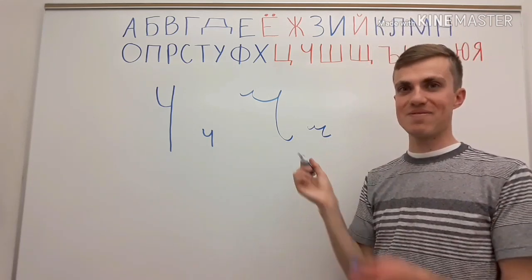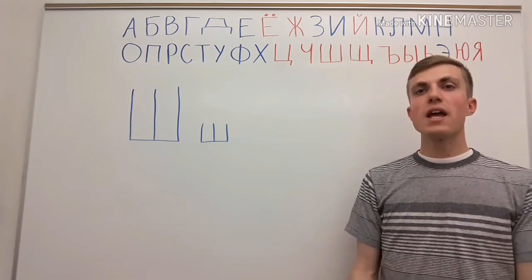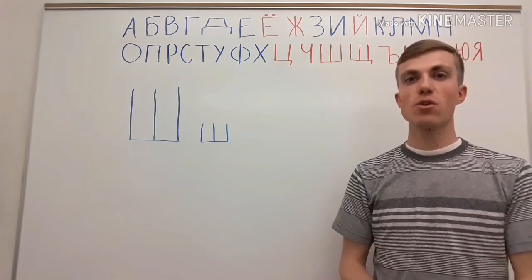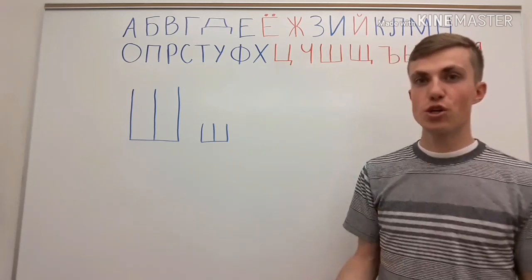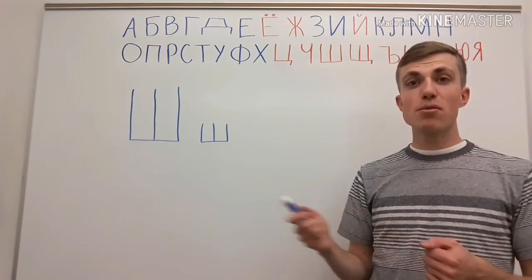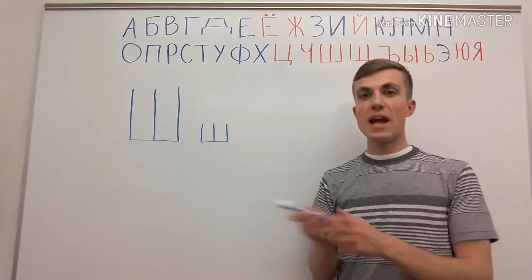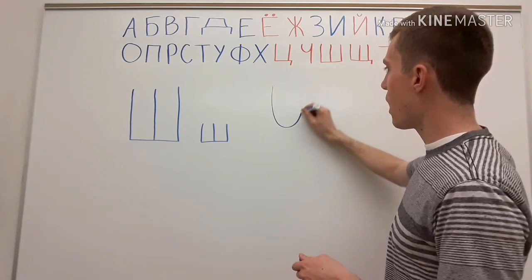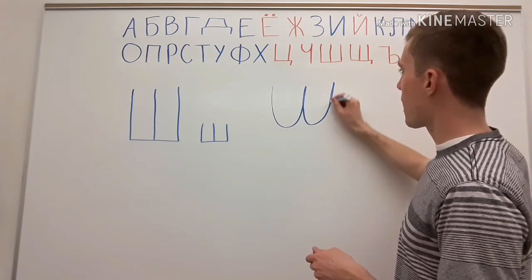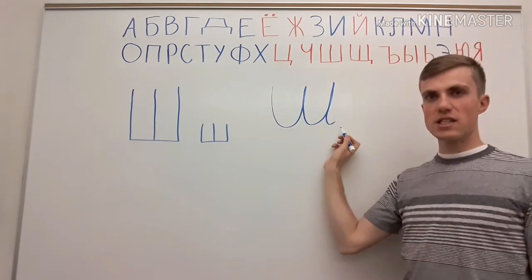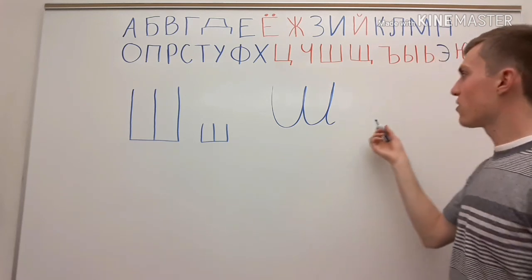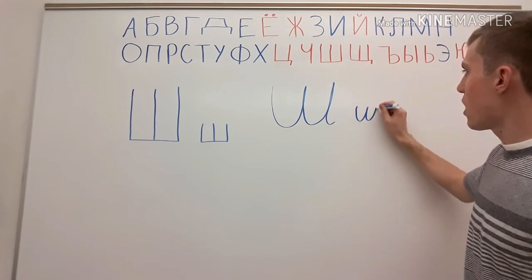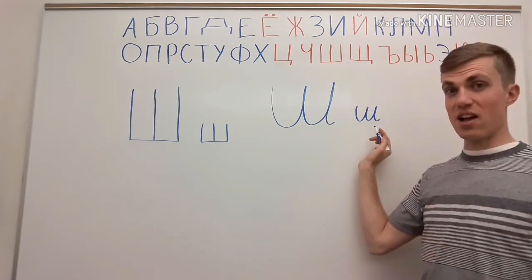Lowercase ch. Now the next letter is sh. And sh makes the sh sound, like in the words seashore, shoe. And typed and printed, it looks like this. And in cursive, it looks like this. It's just a loop up, loop up, and finish it off with a little tail at the end like that. And the lowercase is very similar. Just loop up, up, and finish it off with a tail.